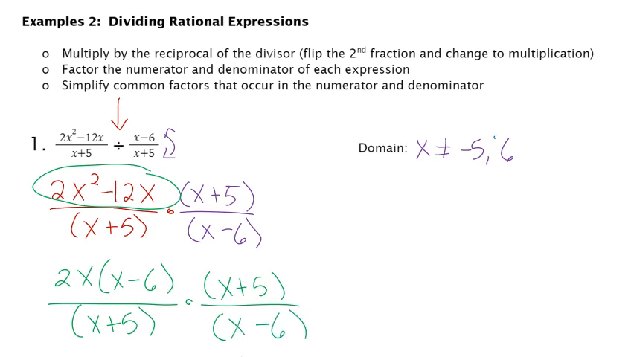And then we're going to go ahead and simplify if we can. So in this case, we do have x plus 5s that can cancel. The x minus 6 can reduce out. And we're left with just the 2x. And that's our final answer.